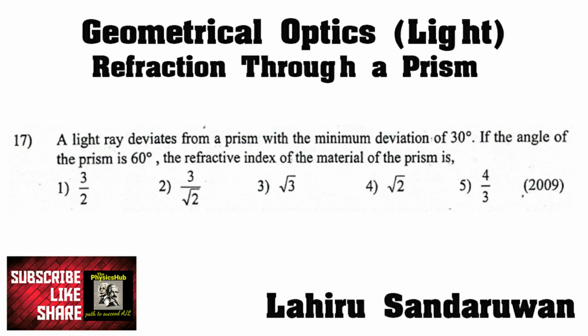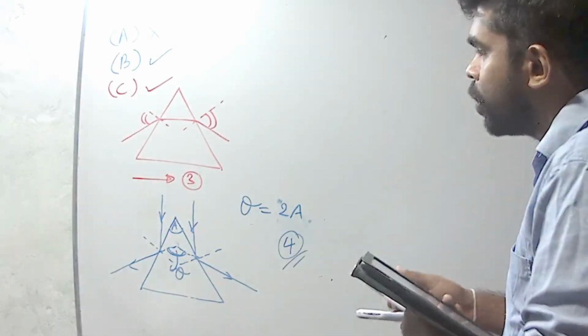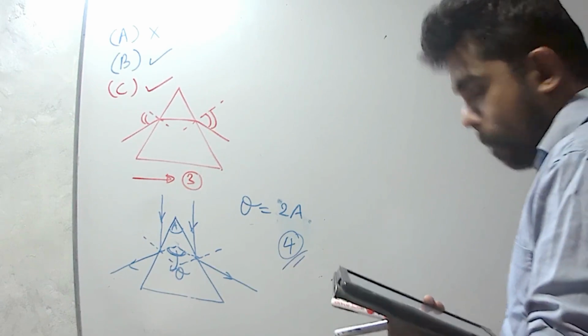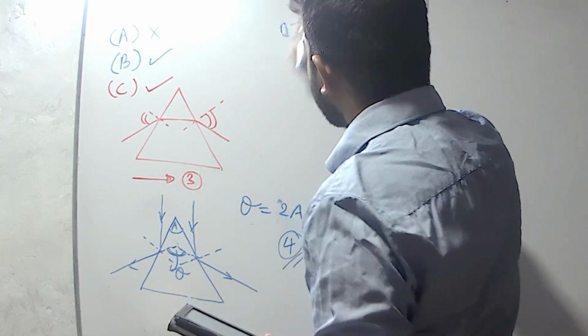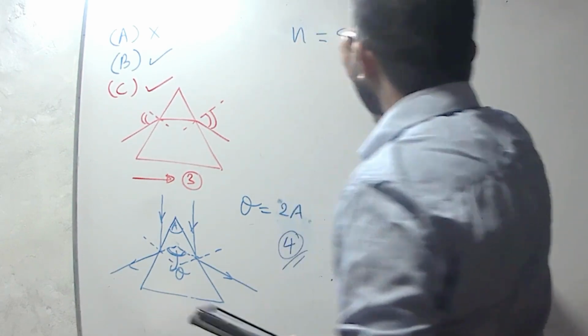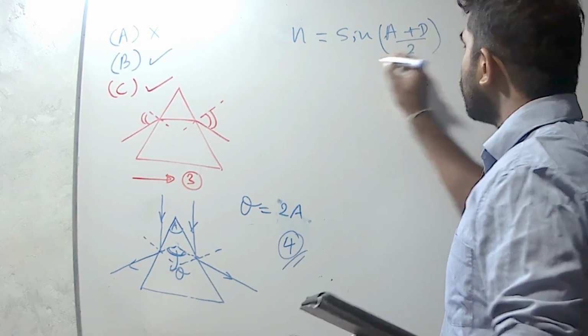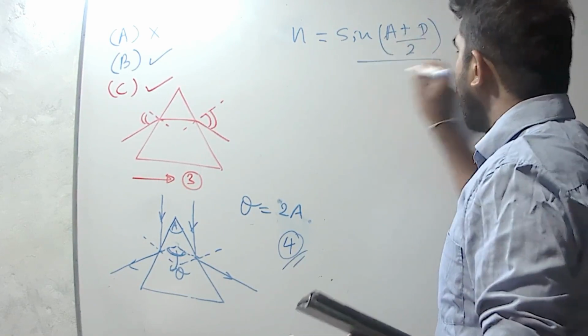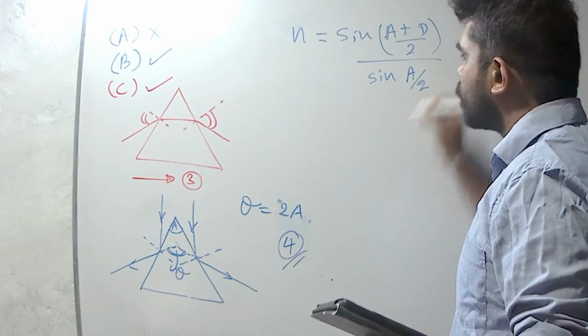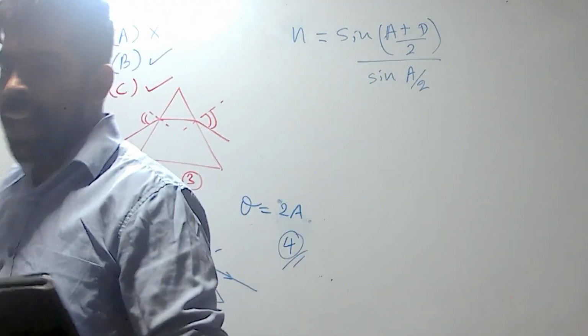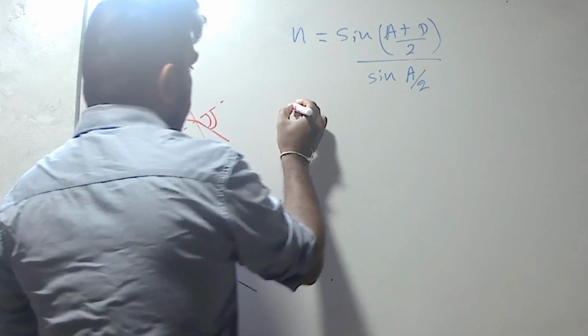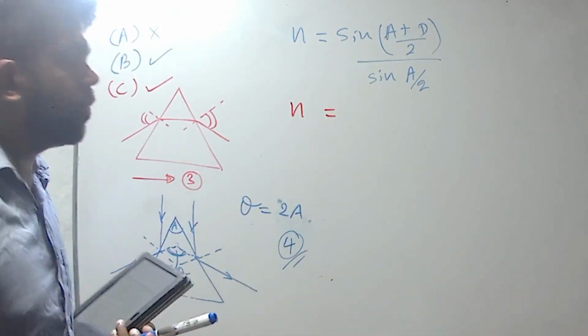A light ray deviates from a prism with the minimum deviation of 30 degrees. If the angle of prism is 60, the refractive index of the material of the prism is? We can use the equation for the minimum deviation. I will consider n equals sin (A plus d) over 2 divided by sin A over 2. Then we can substitute values. We have to find the refractive index n.